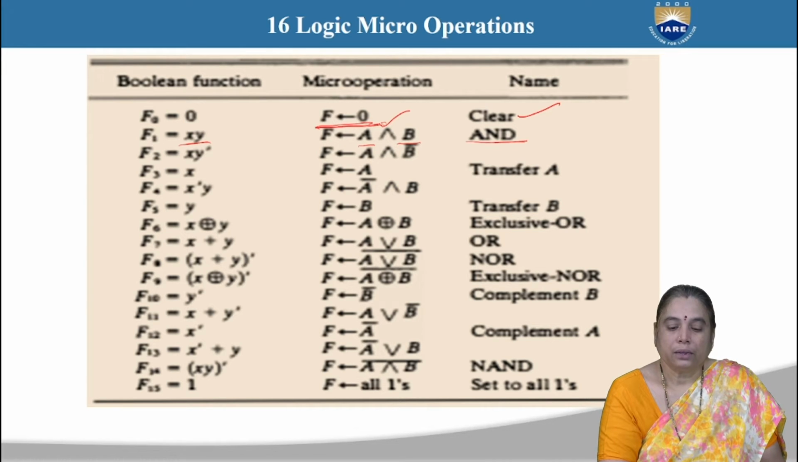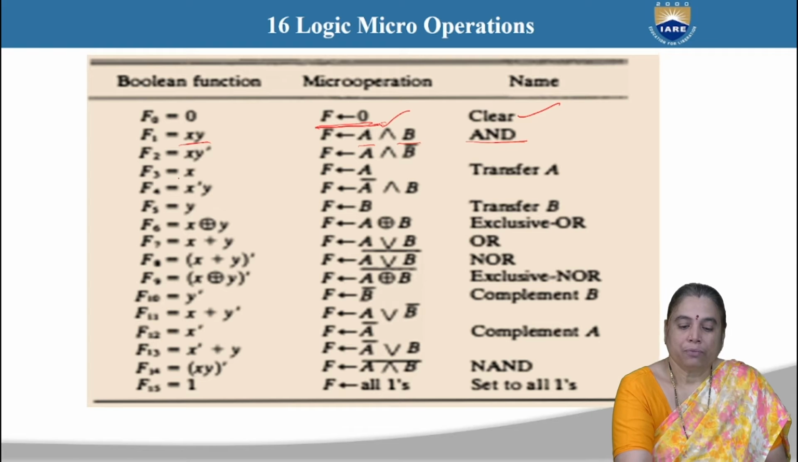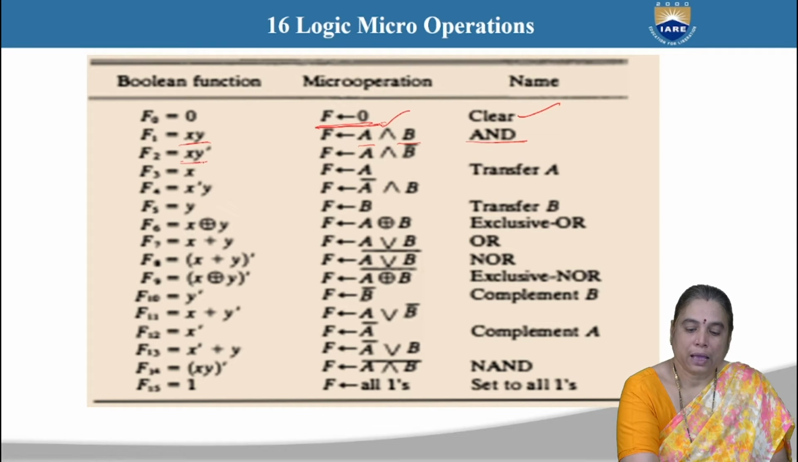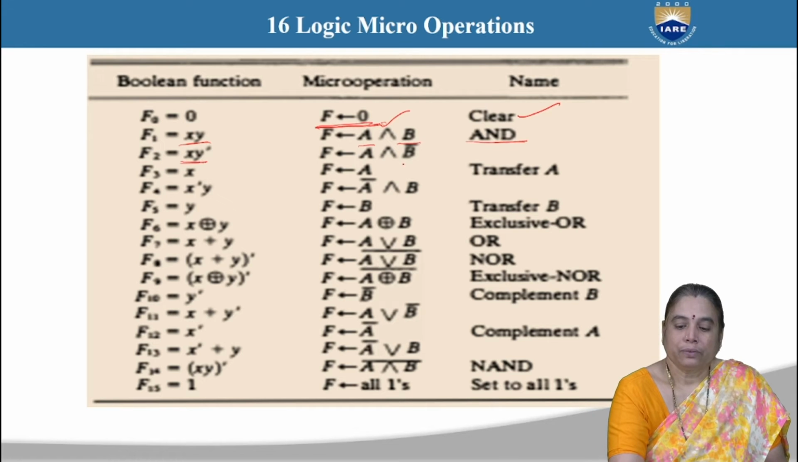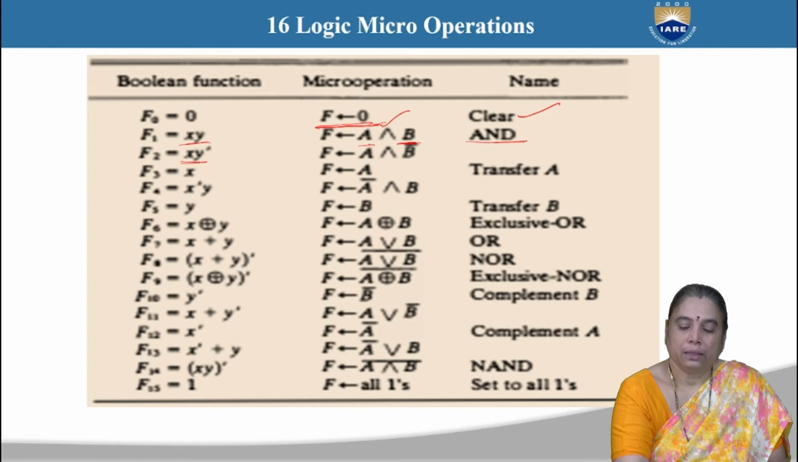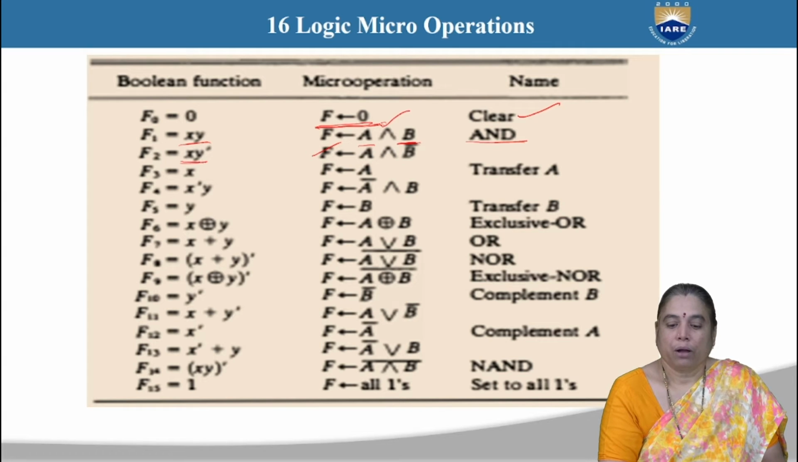Next, the third logical micro operation is where the first variable is taken as it is and is ANDed with the complement of the second number. So the complement of B is ANDed with the first register A and the result is transferred to F. This is the third logic micro operation.